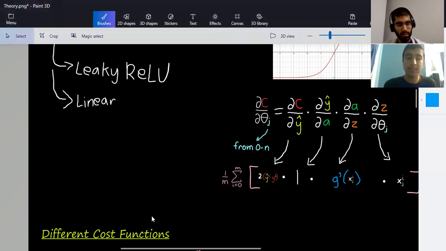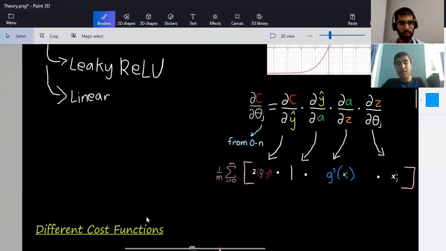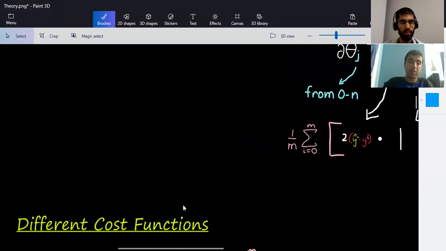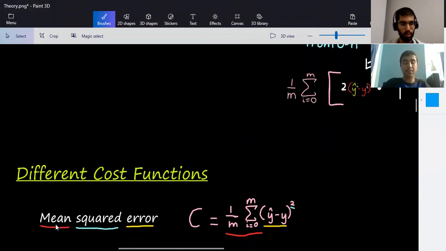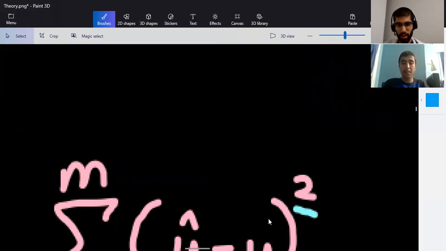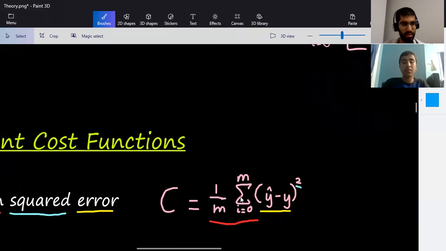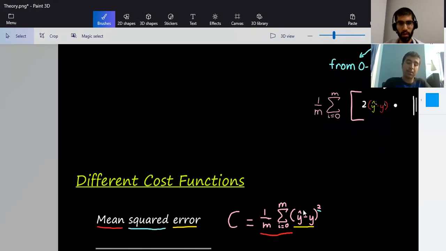Different cost functions. That's part 2. Here, we already know one cost function, which is mean squared error. Here's the mean part, taking the average: sum across all m examples, divide by m. Here's the squared part, you see we have a little squared right here. And here's the error part. You figure out the difference between the prediction and the actual label, y.